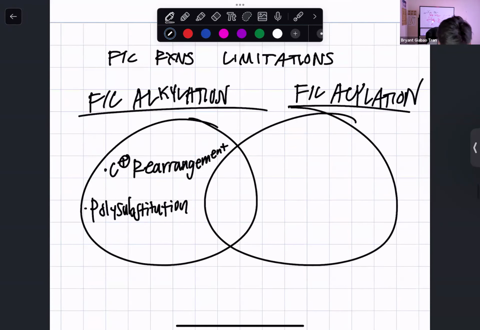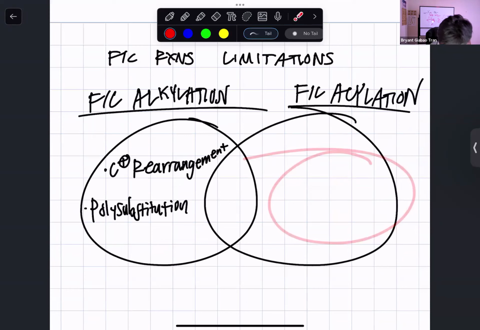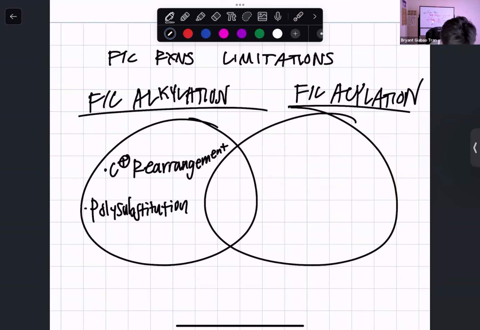Right? In Friedel-Crafts acylation, there's gonna be only one, and that's gonna be the same one as the Friedel-Crafts alkylation reaction, right? And it's that these reactions do not work on deactivated rings. What does it mean for a ring to be deactivated? Right? What group has to be on a ring in order for it to be deactivated? What kind of group deactivates a benzene ring?